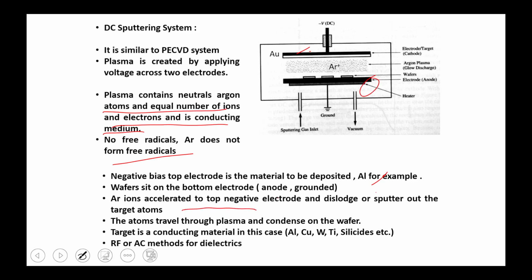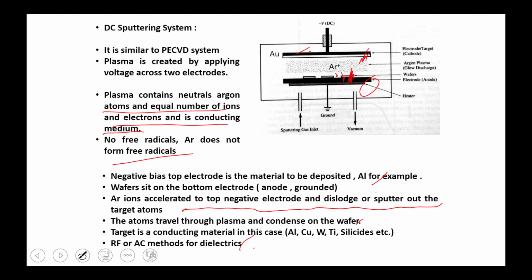Argon ions are accelerated to the top negative electrode and dislodge or sputter out the target atoms. They pull out the target atoms, gold for example, through the argon atoms. The atoms travel through the plasma and condense on that paper. This will be deposited on that paper here. The target is a conductive material.